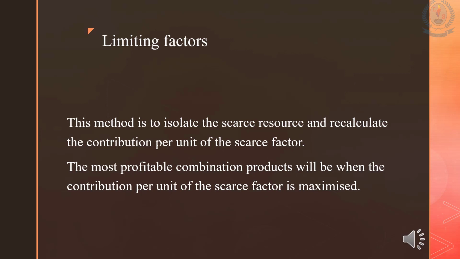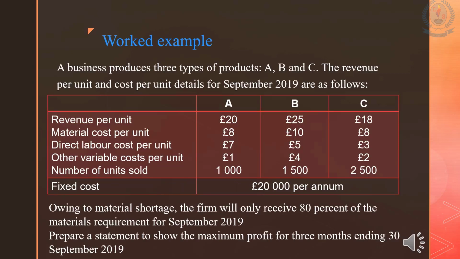The method used is to isolate the scarce resource and recalculate the contribution per unit of the scarce factor. The most profitable combination of products will be when the contribution per unit of the scarce factor is maximized. Now we will look at a more comprehensive worked example of a limiting factor as given in the slide.